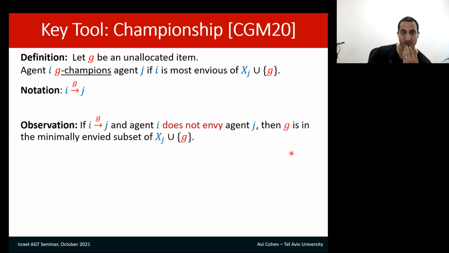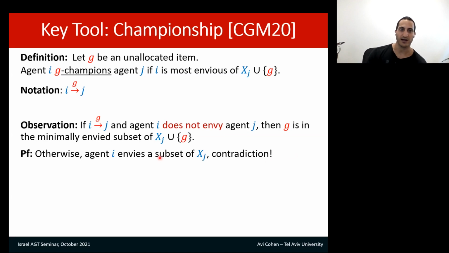A simple observation about champion edges is that if I is the champion of J and I does not envy J, then G is in the minimally envied subset of XJ union G. Meaning that when we look at the minimal envy set that I envies, it has to include G, because otherwise, agent I envies a subset of XJ, which is a contradiction of the fact that I does not envy agent J.